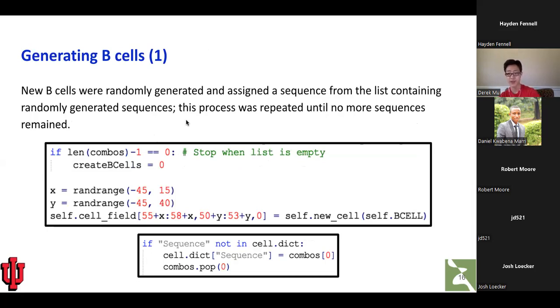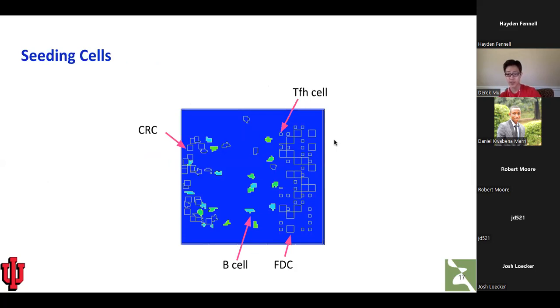Now B cells could be randomly generated near the center of the plane. So these B cells were then assigned a dictionary value that contained one of the random sequences that were previously generated. And with all the major cell types now in the simulation, here's what it looks like so far. It should look familiar because it was in the video, but I'll go over it again. So the CRCs are seeded in the dark zone on the left, and the T cells and FDCs are seeded in the light zone on the right. And finally, these B cells are generated throughout the plane towards the center.